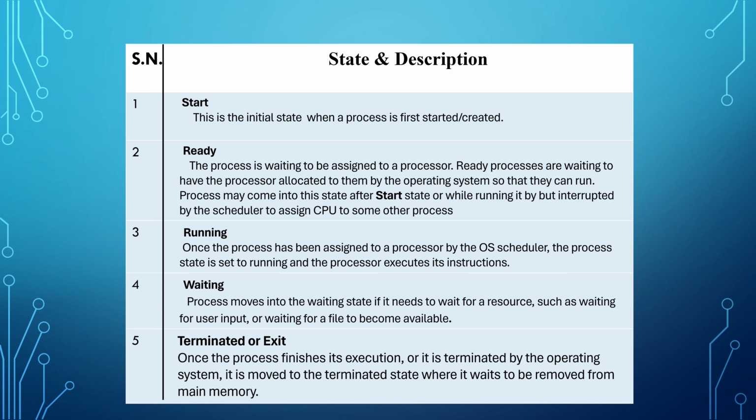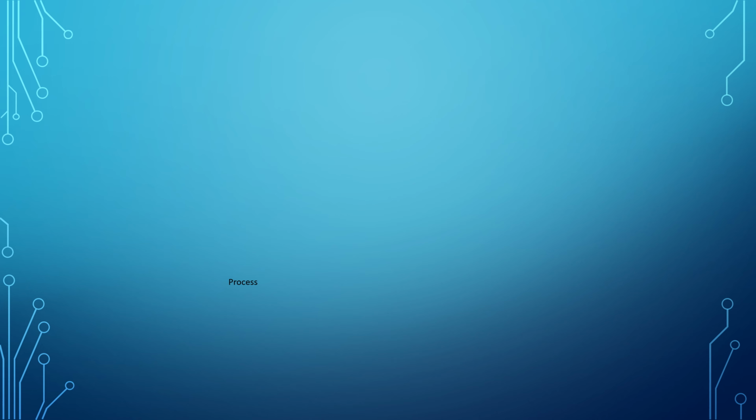Fifth one is terminated or exit state. Once the process finishes its execution or it is terminated by the operating system, it is moved to the terminated state, where it waits to be removed from the main memory. Let's see the graphical representation of the states of the process.